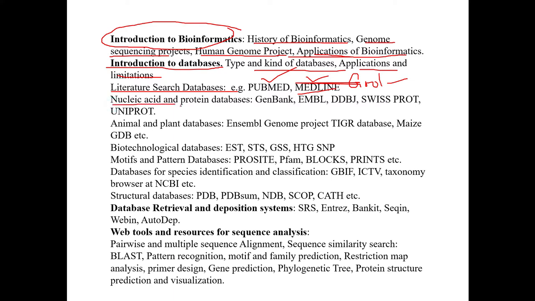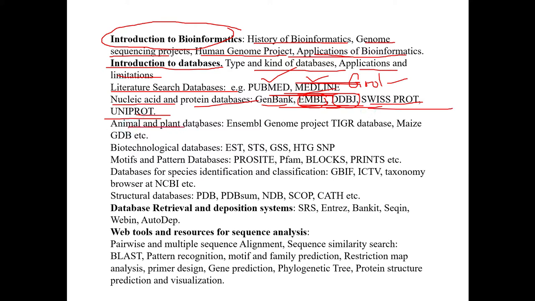So nucleic acid and protein databases, that is GenBank, EMBL, DDBJ, Swiss-Prot, and UniProt. So what is the full form of EMBL? Just comment on my YouTube channel. DDBJ, DNA Data Bank of Japan. And I just want to tell you that you have to search the full form of these things.